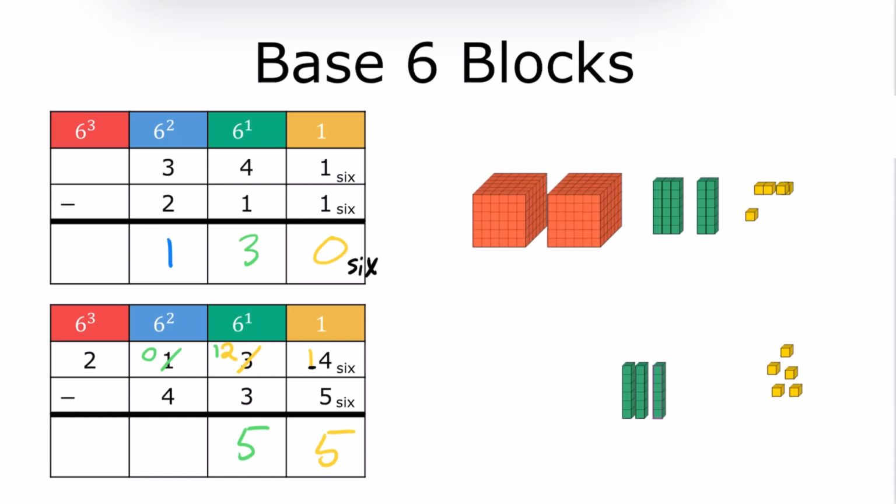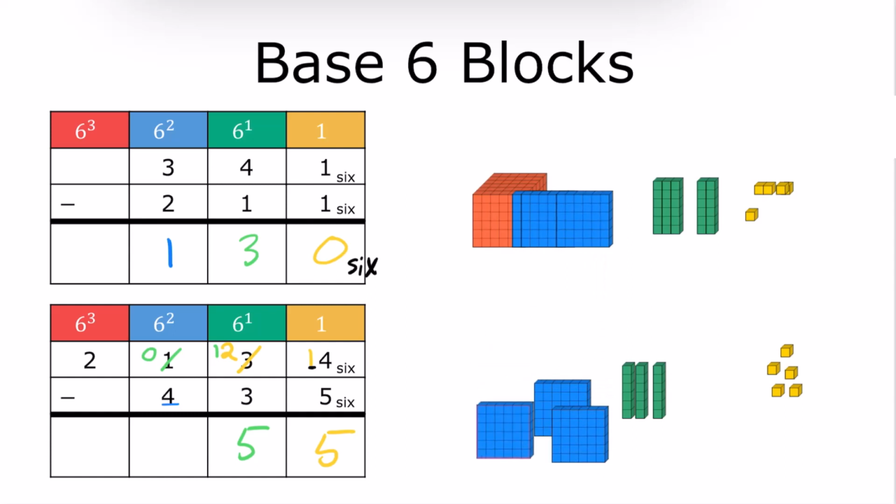Then my next thing I want to do is take away 4 plates, but I don't have any plates to take them away from. So I'm going to take this 216 block and exchange it for 6 of my 36 plates. And when I take away 4 from that, so here's 1, 2, 3, 4 from there, then that means that I have 1, 2 left over because 6 minus 4 would give me 2.